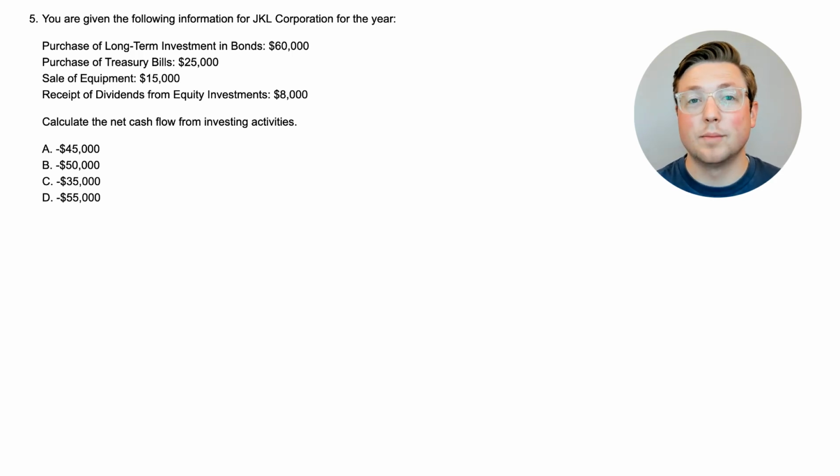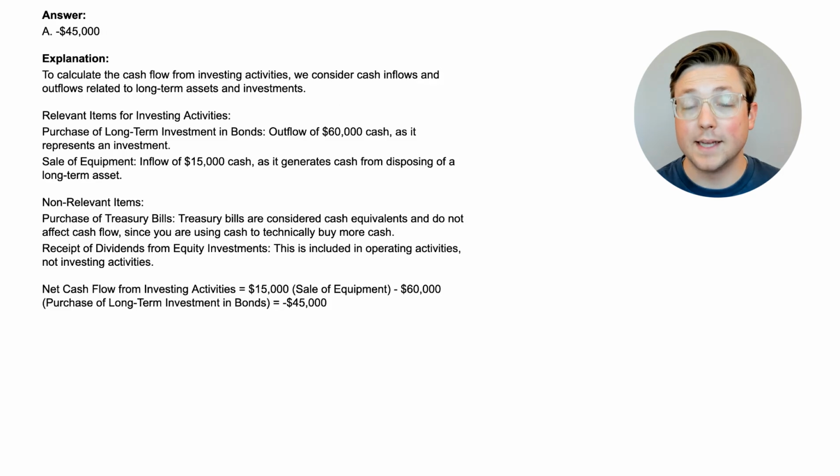So if you'd like, go ahead and pause the video to see if you can do this. If not, that's okay. We'll dive into the answer. All right, the answer is A, another $45,000 cash outflow. So very similar to the first one, but a little bit more information here to learn.